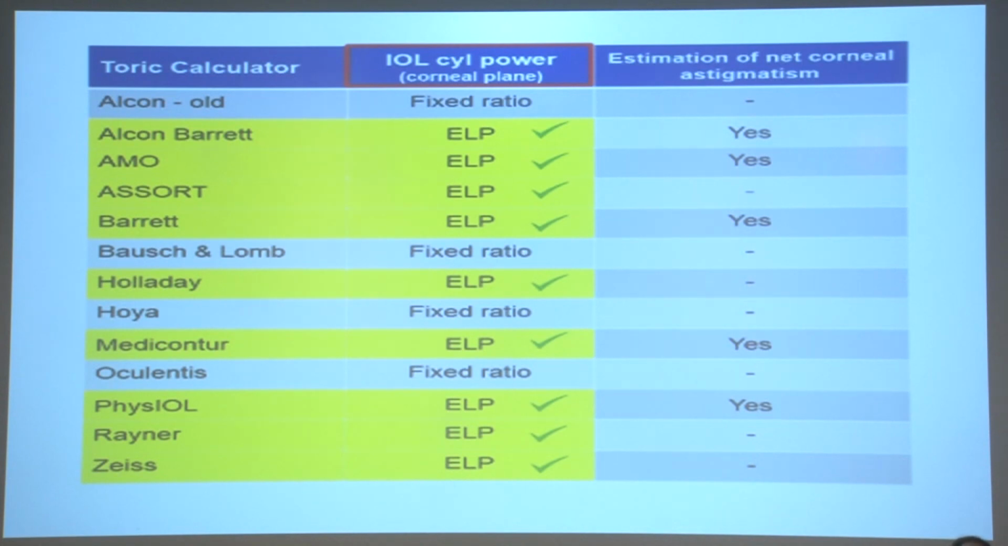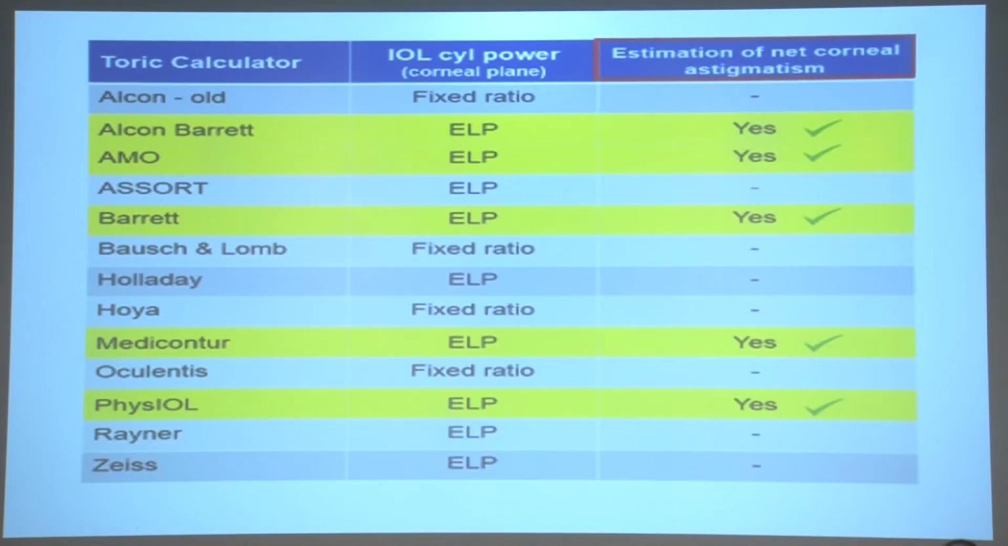But the remaining are not. Suppose you are using the Hoya lens and you have a very high myopic patient or a very high hyperopic patient. It is not considering the effective lens position ratio, so the chance of error is very high. So if you want to use a Hoya lens, then you have to go for the Barrett toric calculator, which is available online. So that can be corrected very well. So rather than going for the company's toric power calculator, you should understand which toric calculator has to be considered in which lens. Certain ones are considering the posterior corneal astigmatism calculations also.